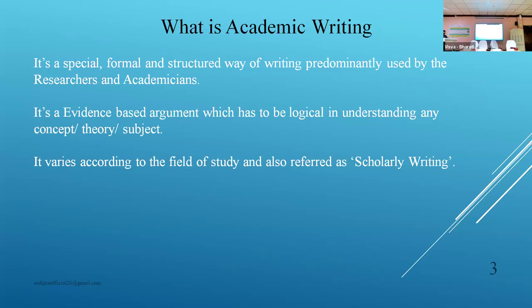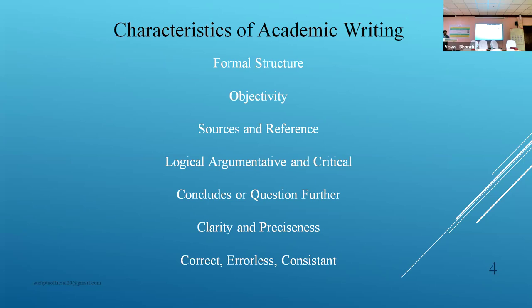So the last one is, it varies according to the field of study and is also referred to as scholarly writing. Why? Because in Visva-Bharati, we have different departments, not only social work. So if I come here and speak about scholarly writing in social sciences only, then social sciences students may benefit, but the literature students or other students from arts, for example from Kala Bhavan, to be specific, will not get anything. Because for them, the way of writing will be different from the way I or our scholars are writing. So the characteristics of academic writing, I have pointed out some of them.